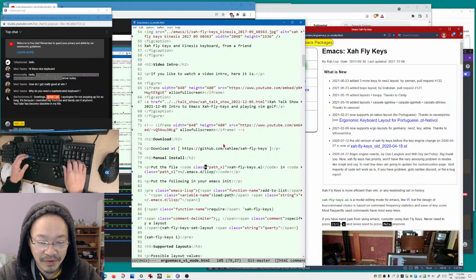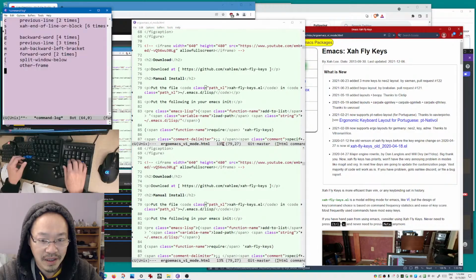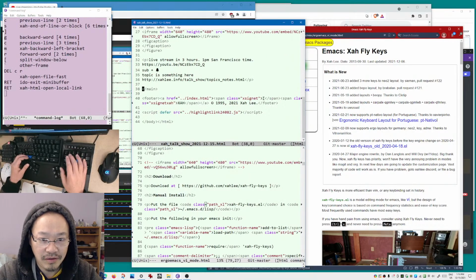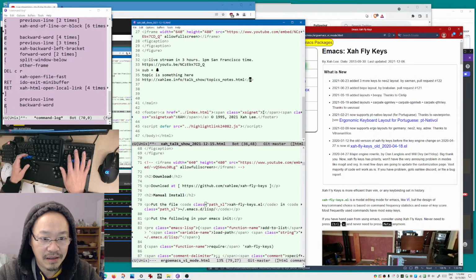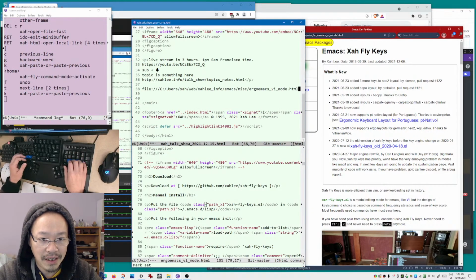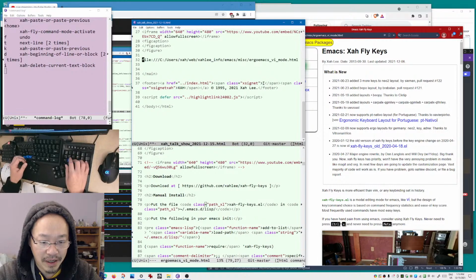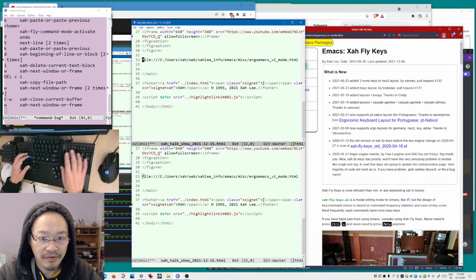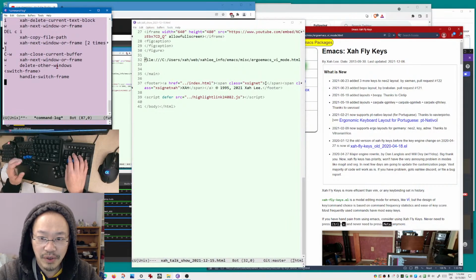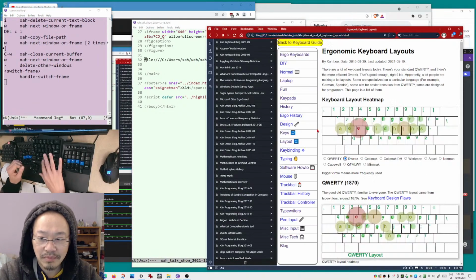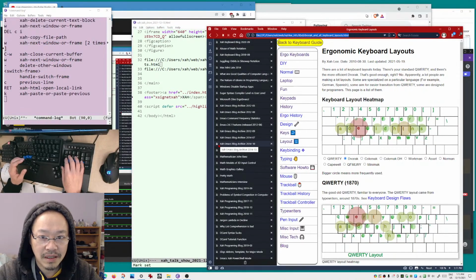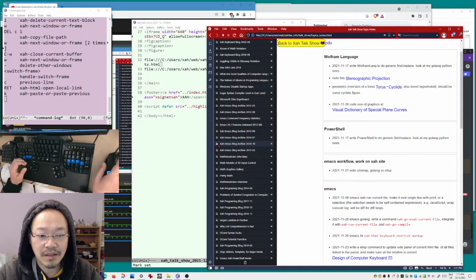Okay, so let's show the pink window, go to the Xah Talk Show, open it, and paste the link here. Delete that block. So this is the Xah Fly Keys. Back to the browser. Move the mouse back to the browser. Copy that back to here. Paste. And last window.